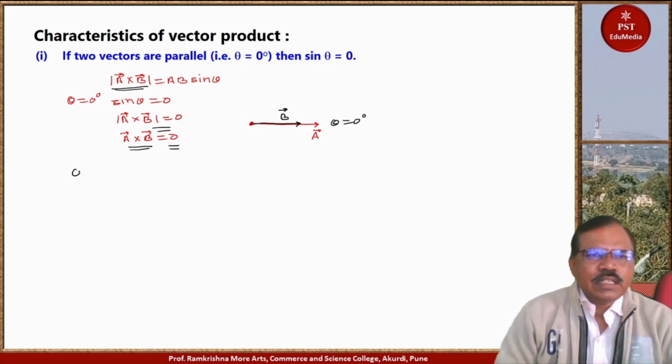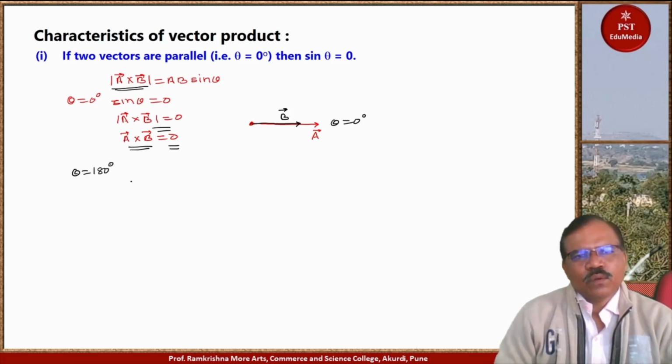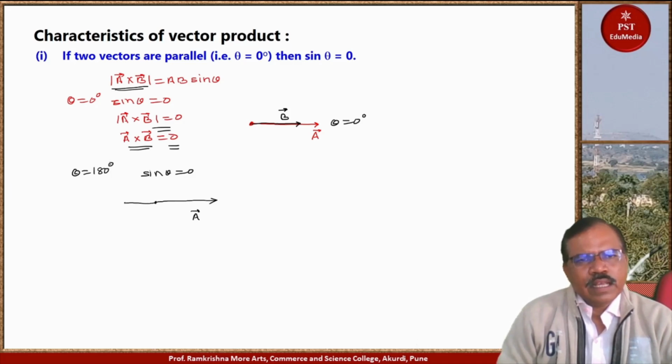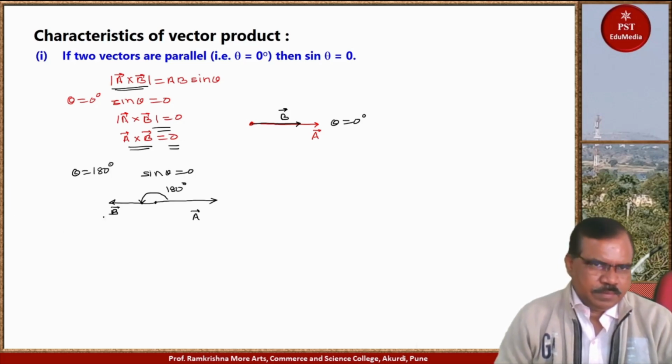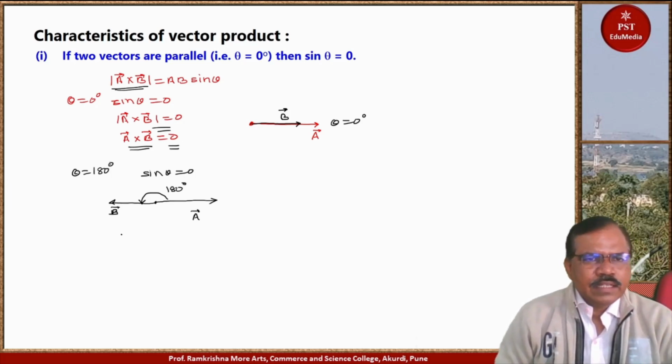Now suppose theta is equal to 180 degree. So what is sin theta here? Sin theta is equal to 0 again. Suppose this is vector A, this is the tail of vector A, and if we take another vector B, this angle is 180 degree. So again the magnitude of A cross B is equal to 0, or A cross B is equal to 0.